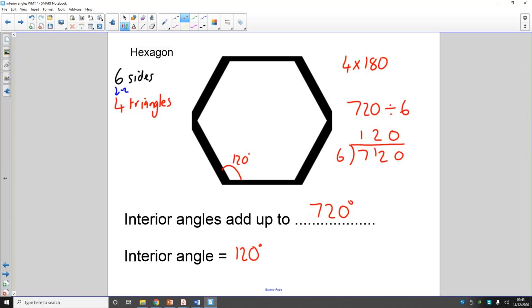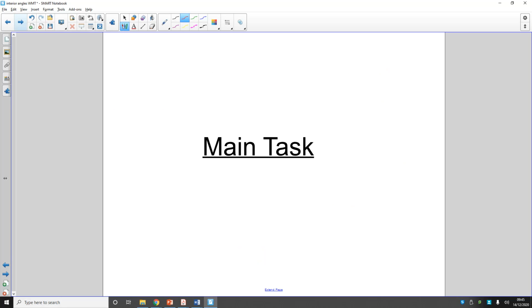Please make some notes and now have a go at the main task, which is attached with the assessment.